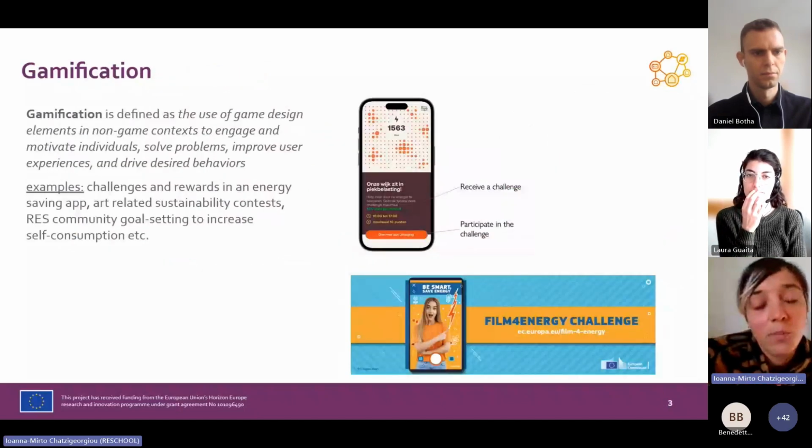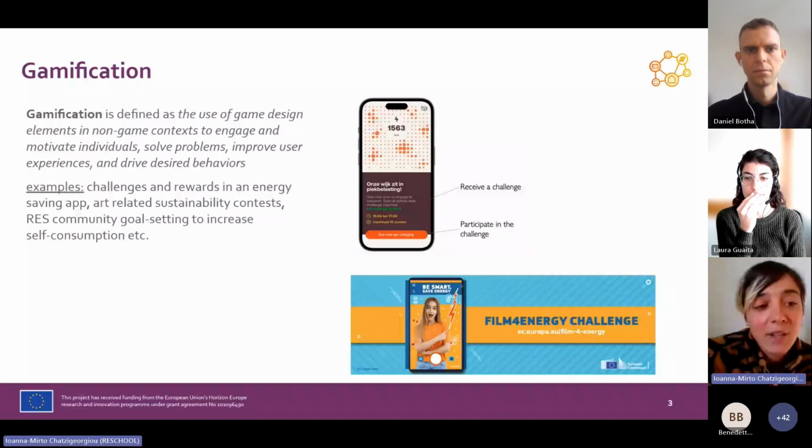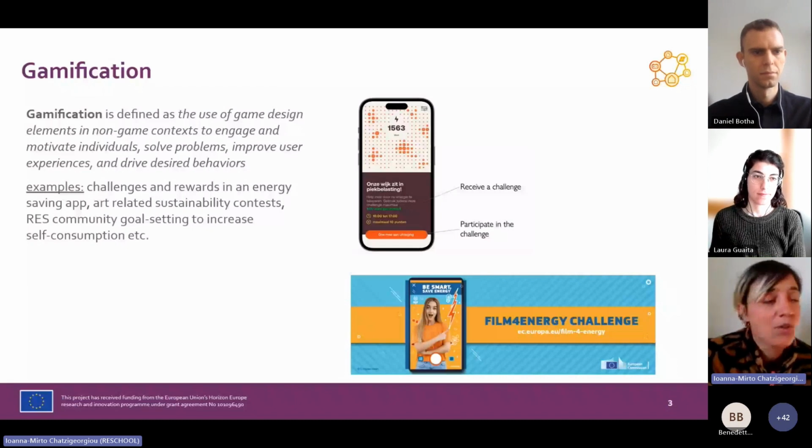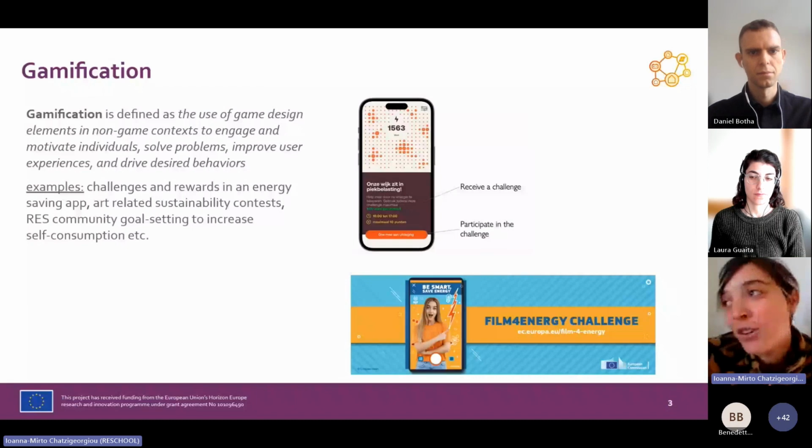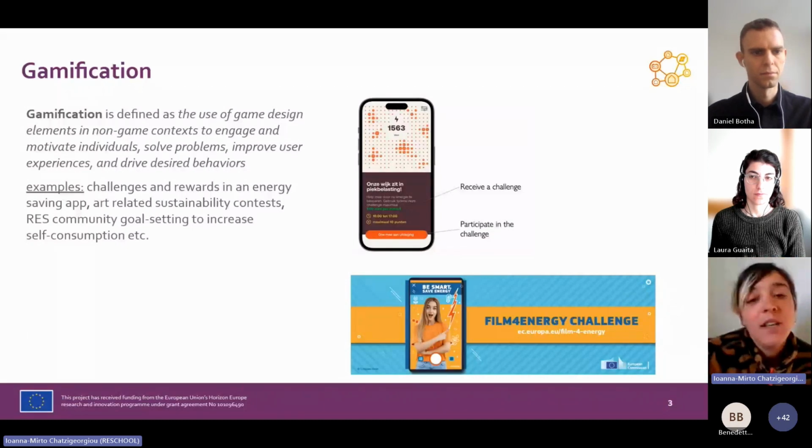So just to have a common background on what gamification means: it is the use of game design elements in non-game contexts to engage and motivate individuals, solve problems, improve user experiences, and drive desired behaviors. You're probably familiar with some apps motivating you to drink water or exercise more. They are rewarding. They even create challenges.